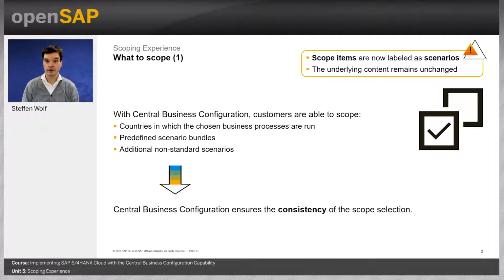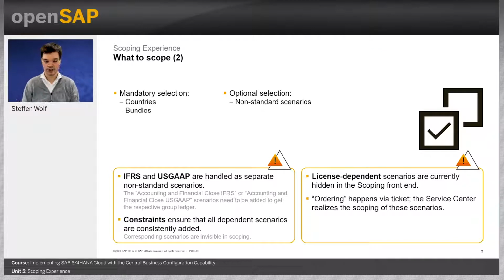So you need to know that the term scenario is used as a synonym with the existing term scope items, but it's just a synonym. The underlying content is unchanged. On top, customers are able to choose additional non-standard scenarios on the UI, and the central business configuration ensures that the chosen scope remains consistent. So, as said, the selection of countries and bundles is mandatory, and optionally, customers can choose then non-standard scenarios.